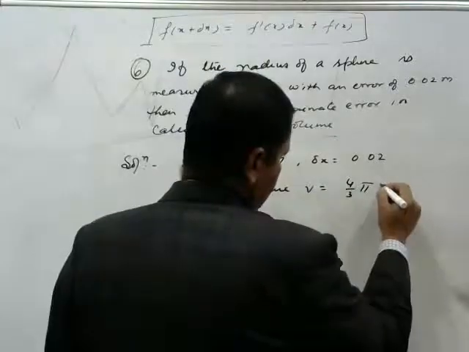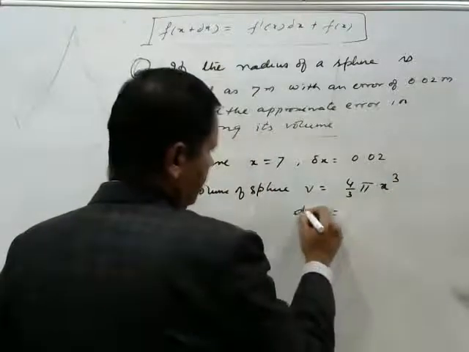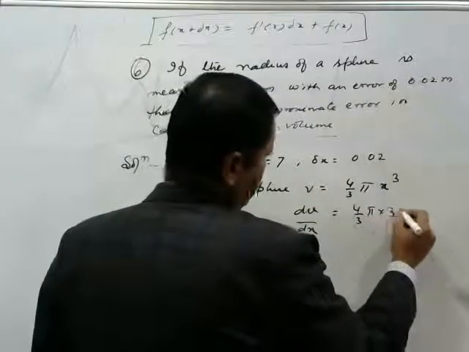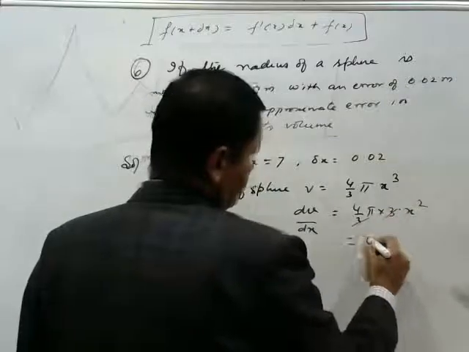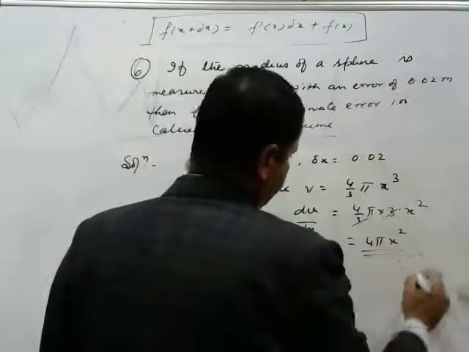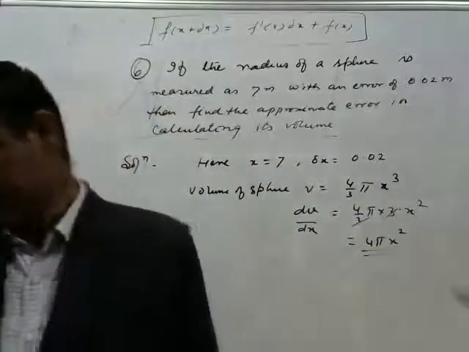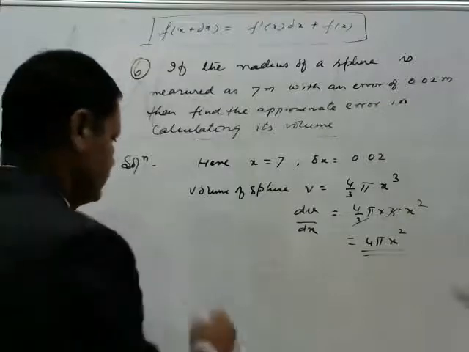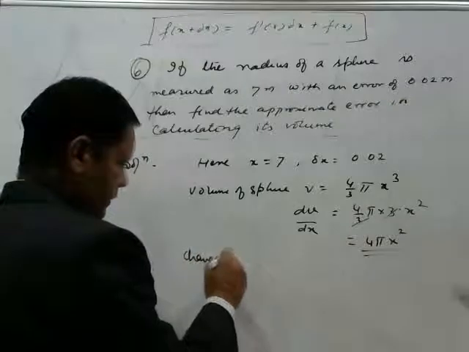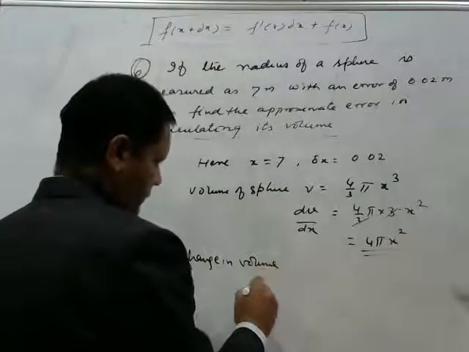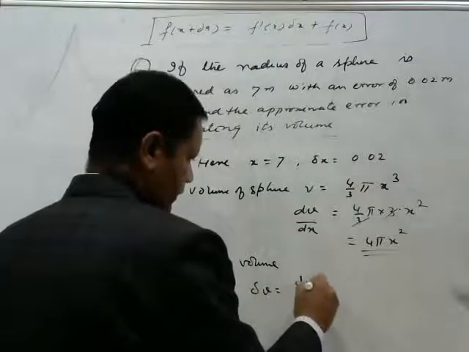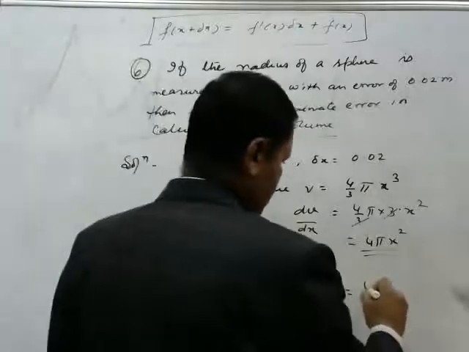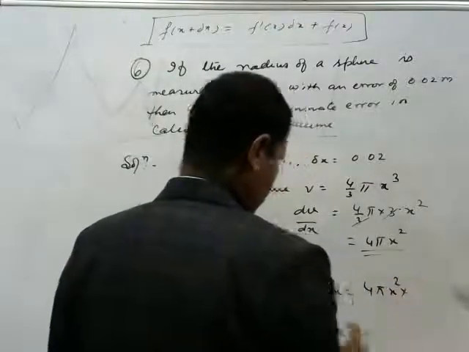So now with x cube, we will get here dV by dx is equal to 4 by 3 pi into 3x square. 3 and 3 cancel, 4 pi x square. So now dV by dx is 4 pi x square, right? I have to find the change in volume, that is, I have to find out delta V. Delta V is equal to what? dV by dx into delta x. dV by dx is 4 pi x square, into delta x.